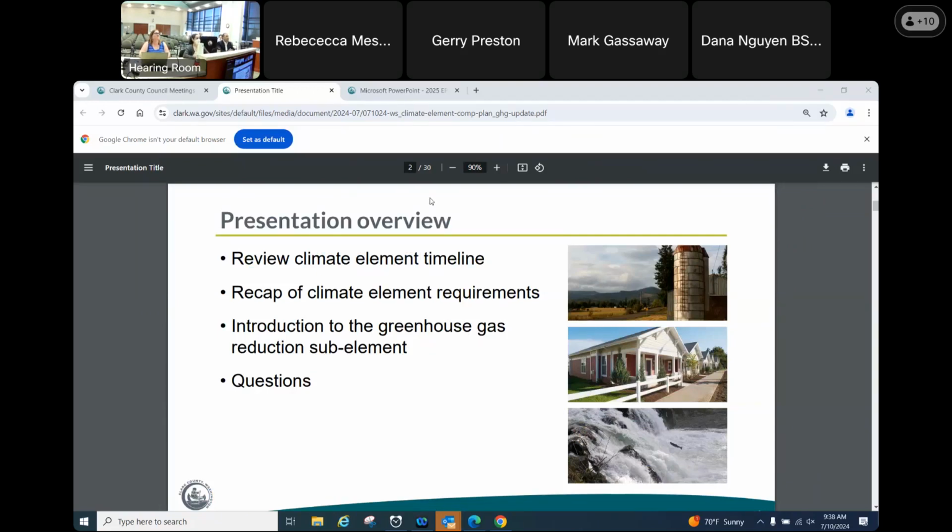So our plan for today is we're just going to quickly review where we're at in the timeline for development of the climate element, remind all of ourselves some of the key requirements of this work, and then we'll spend the bulk of our time with an introduction to this greenhouse gas reduction sub-element, what we've learned so far, and what our next steps are with that. And then we'll make sure there's time for questions at the end. I will note we do have a portion of our presentation that has a lot of data, so please feel free to stop us for clarifying questions as we move through those slides, but can discuss in more depth at the end. Next slide.